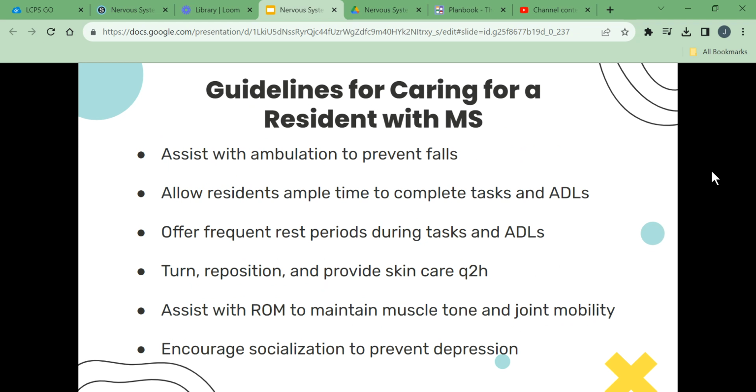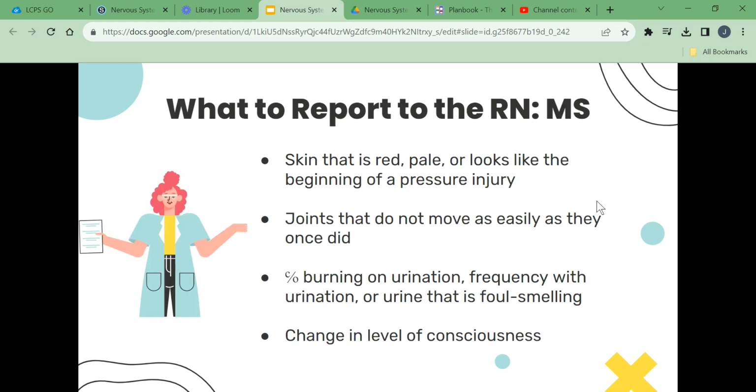Some guidelines for caring for a resident with MS. Assist with ambulation to prevent falls. Allow residents ample time to complete tasks and ADLs. Offer frequent rest periods during tasks and ADLs. Turn, reposition, and provide skincare every 2 hours. Assist with range of motion to maintain muscle tone and joint mobility. And encourage socialization to prevent depression.